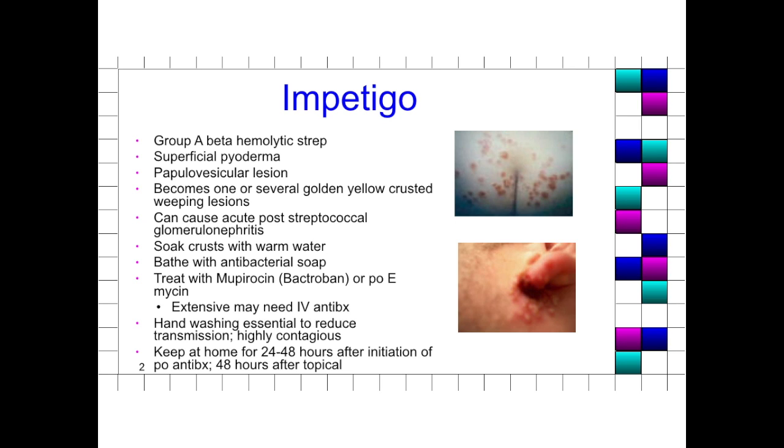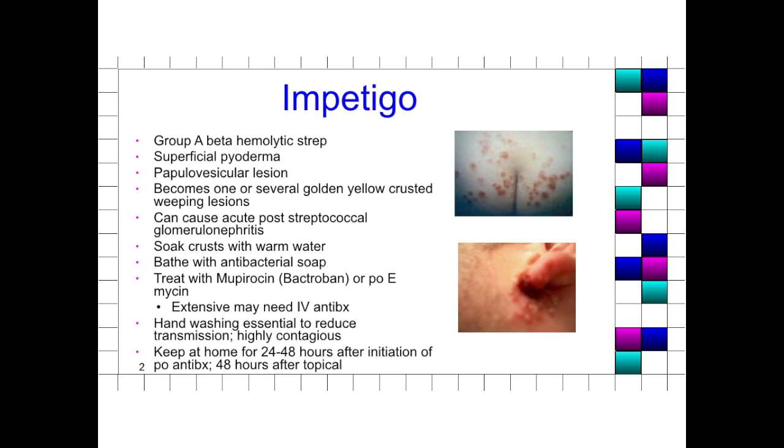When we're taking care of these lesions, we want to soak the crusts with warm water, and we bathe with an antibacterial soap. We treat small lesions with mupirocin, known as Bactroban, that's the trade name, cream. But extensive areas get treated with oral erythromycin. And some may actually have to be admitted, and we take care of these kids and give them IV antibiotics.